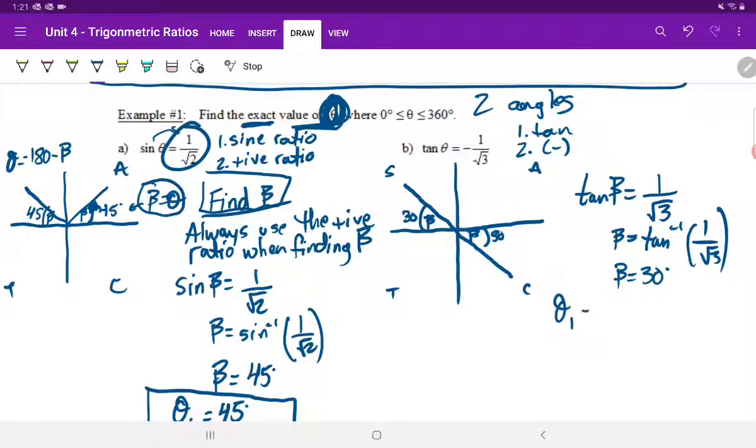can we now find our theta 1, our principal angle, and theta 2? Well, theta 1 is right here. That's theta 1. How do we find theta 1? If you guessed 180 minus 30, you're correct. And how do we find theta 2? Theta 2 is the angle that goes all the way around to here. That's theta 2, starting on the positive x-axis all the way to the terminal arm. You do 360 minus 30.